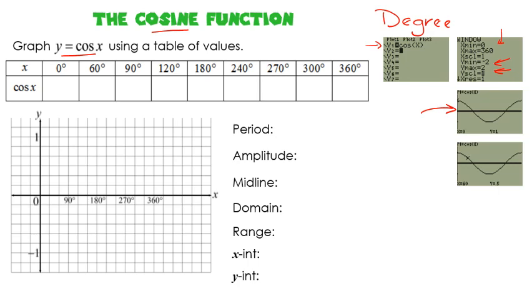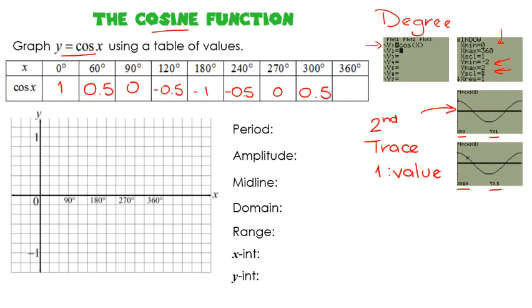And to fill out our table of values, we're going to do the same thing as we did with sine, and press second, trace, and choose option number 1 for value. And when it prompts you for an x value, we're going to type in x is equal to 0 first, and you're going to get a y value of 1. So that means in our table, for 0 degrees, cosine of x is equal to 1. Then we'll do second trace value and then input x is equal to 60, which gives us a y value of 0.5. And continuing on in that pattern, 90 degrees is 0, 120 degrees is negative 0.5, 180 is negative 1, 240 is negative 0.5, 270 is equal to 0, 300 is equal to 0.5, and 360 is equal to 1.